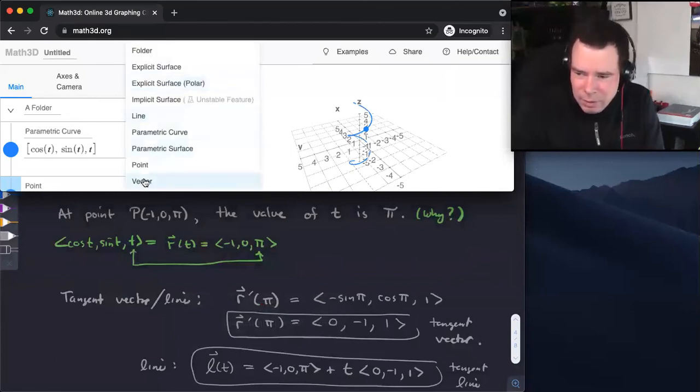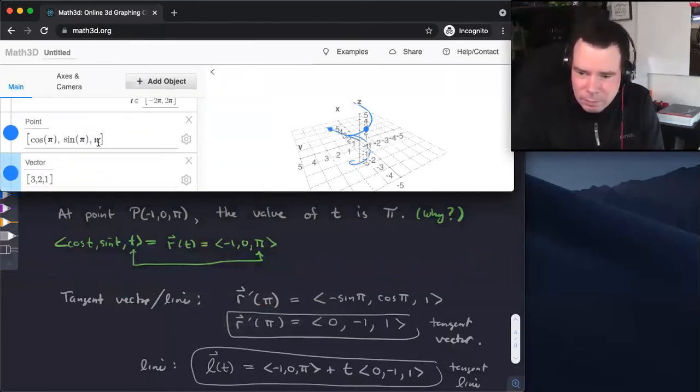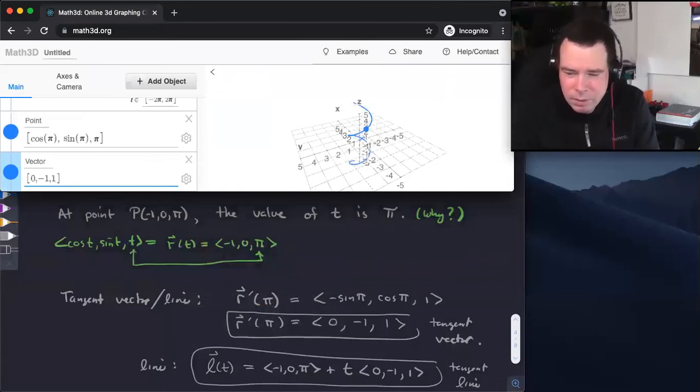I'm going to add a vector to my diagram. There, it's added a generic vector, 3, 2, 1. The one I want to add is 0, -1, 1. So that's the vector that's pointing, or that's the tangent vector.